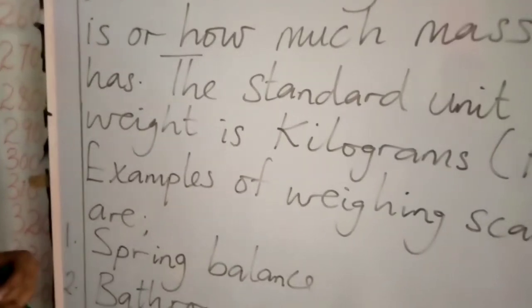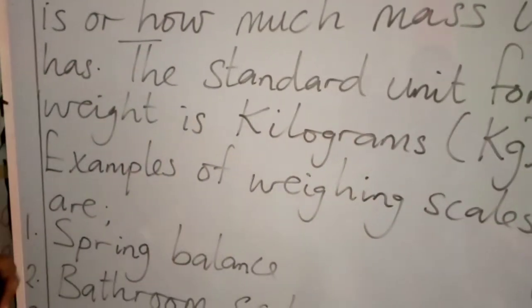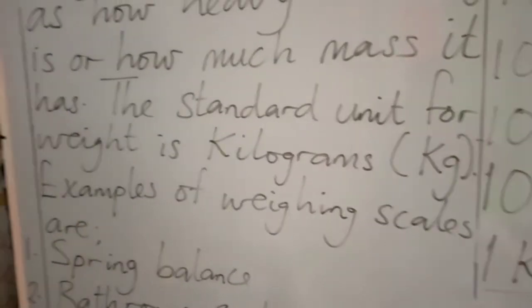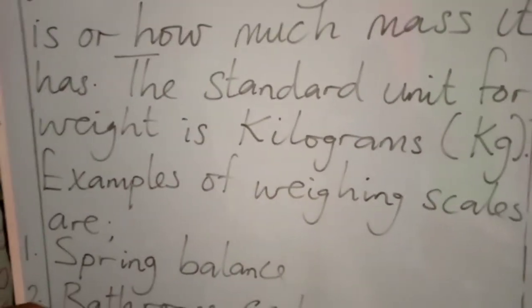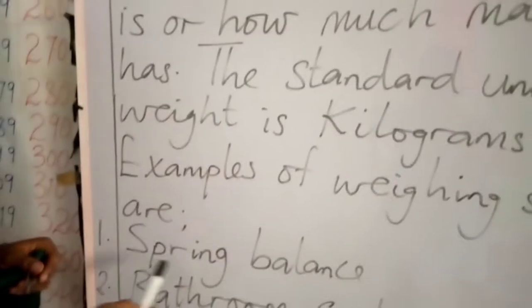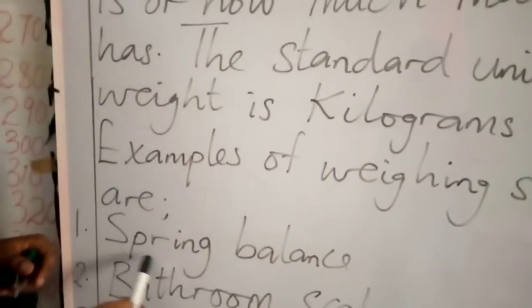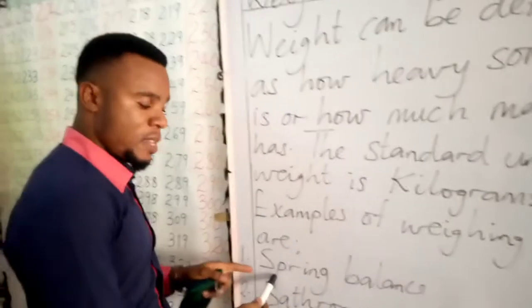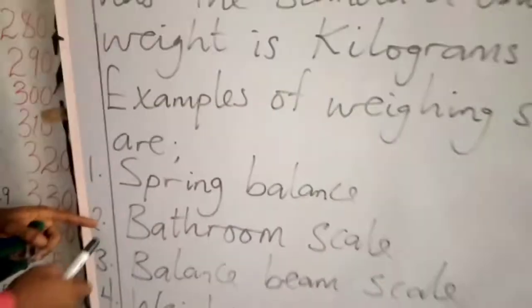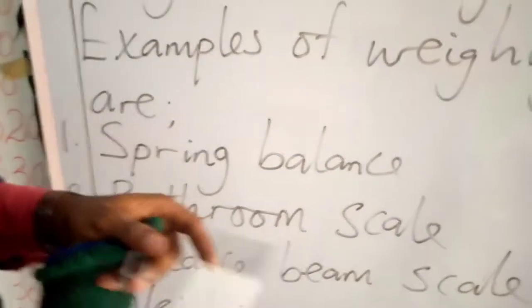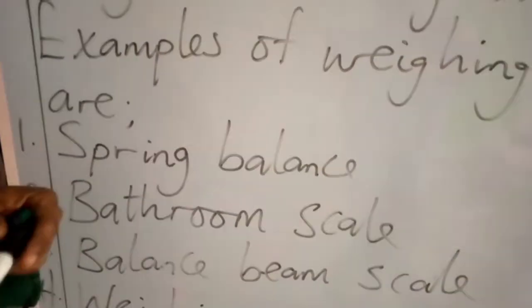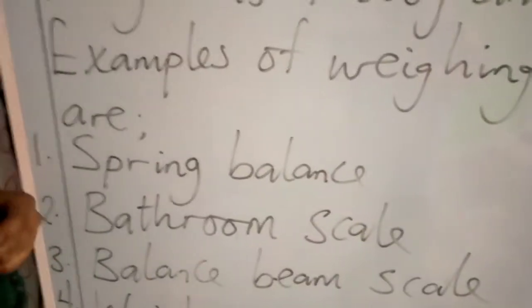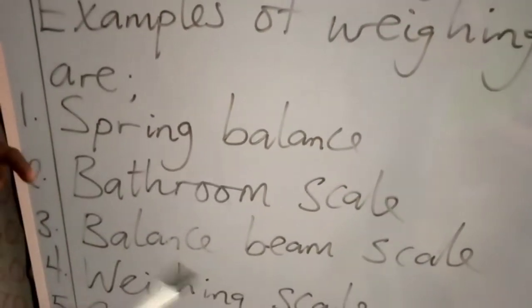Now I want to look at examples of weighing scales. We have lots of examples, but I only listed 5 here for you to get familiarized with weighing scales. Number 1, we have the spring balance. Number 2 is the bathroom scale. You see this at home, you see it in the hospital. When you go to the hospital, sometimes the doctor will want to take your measurement. He makes use of the bathroom scale.